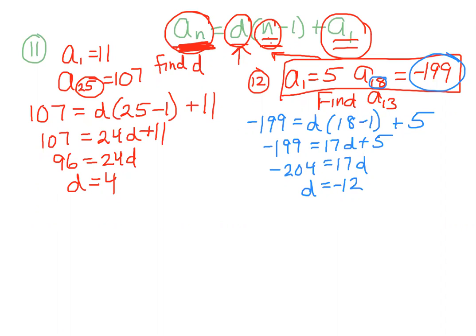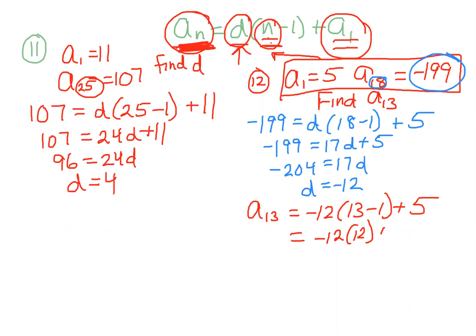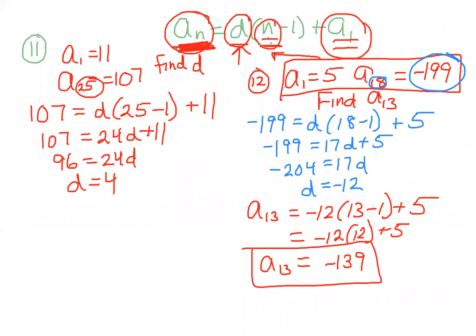Okay, and we will say we're going to try to find A13 equals D times N minus 1 plus A1. And then just go ahead and solve this for A13, and you should get negative 139. All right, so you see for that one, we had to do 2 steps. Let's look at number 13.